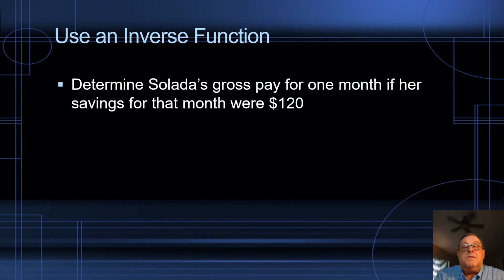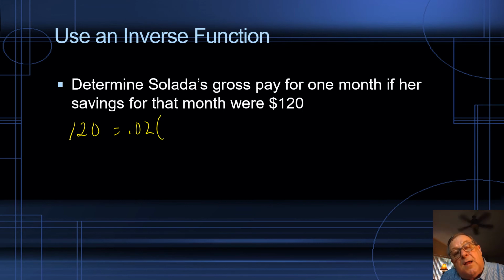All right, determine Solada's gross pay for 1 month if her savings for that month was $120. Now, if we go back to the original function, f of x equaled her monthly savings, and x equaled her gross pay. So we're going to use the original function to solve this. But let's say then if that's the case, then we're going to say 120, that would be your monthly savings, is equal to 0.20 times 0.65x minus 600.